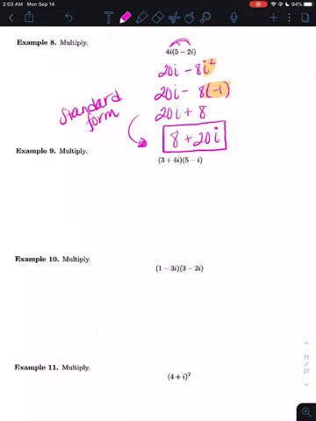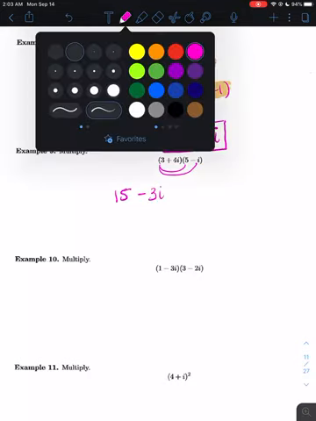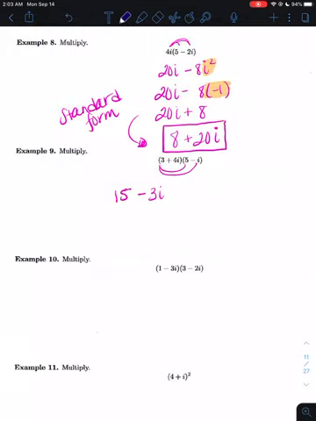All right, for number 9, we're going to use FOIL, or the distributive property. I'm going to multiply everything over here by 3 first. So 3 times 5 is 15. 3 times negative i is negative 3i. Then I come back and I'm going to multiply everything in the second parentheses by 4i. So positive 4i times 5 is positive 20i. Positive 4i times a negative i is negative 4i squared.